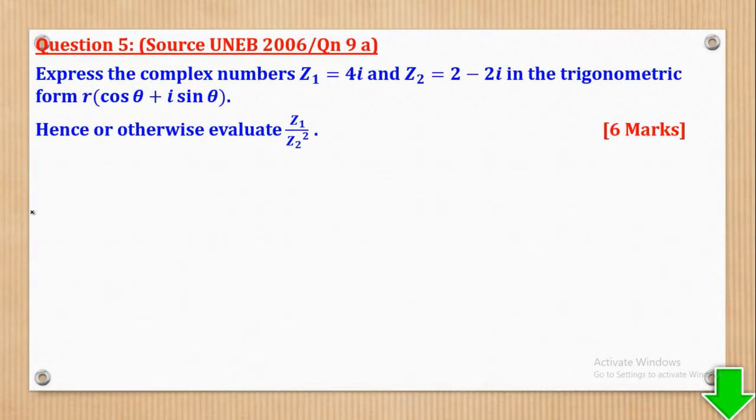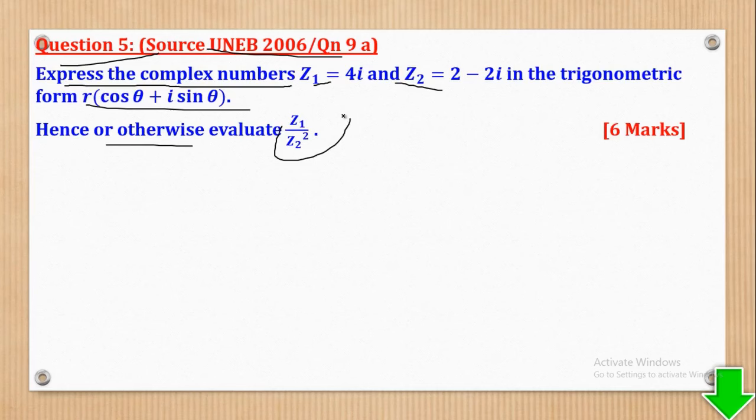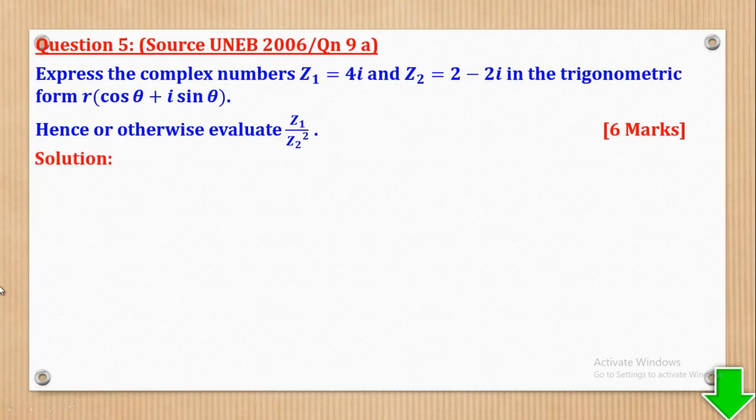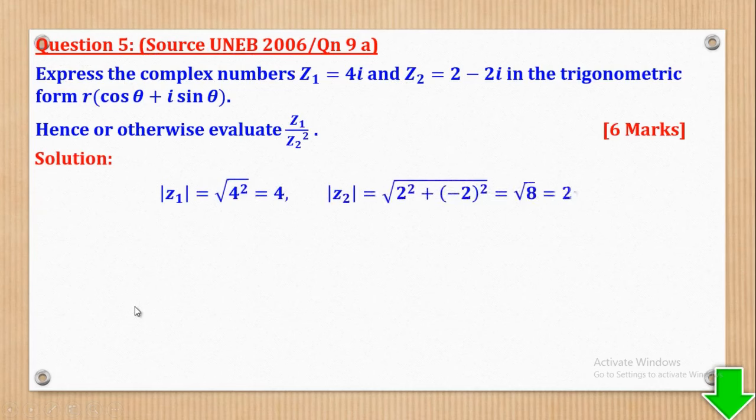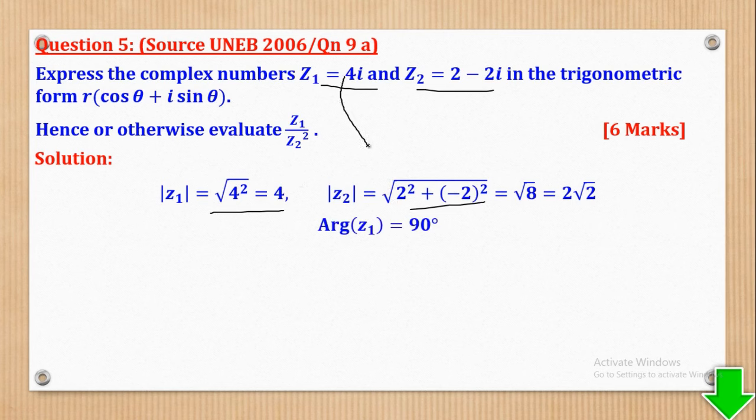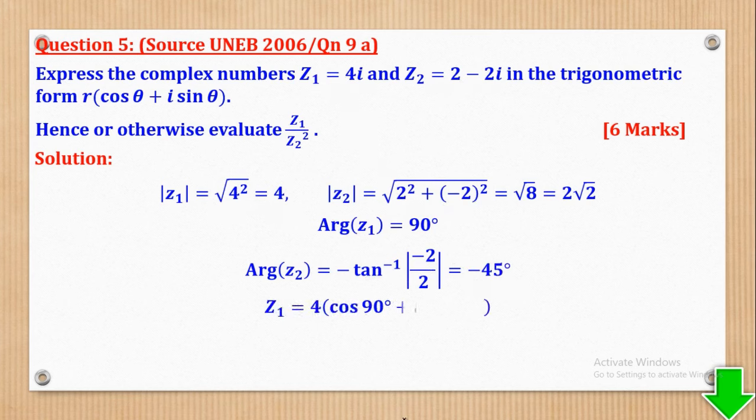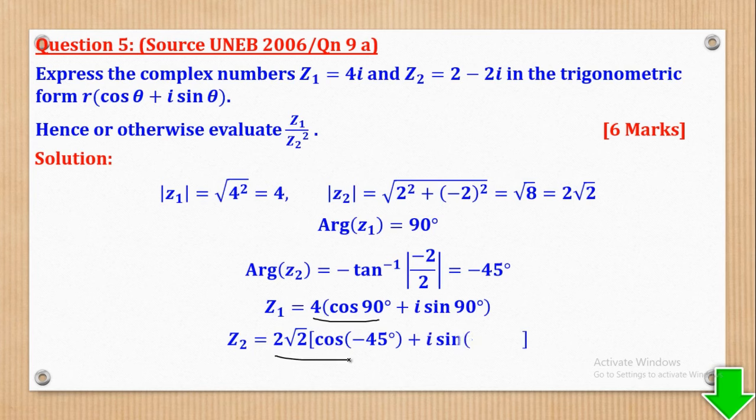So now we shall go to question 5, which came from UNEB 2006 paper 1 question 9a and says express the complex numbers this and this in the trigonometric form, and hence otherwise evaluate that. So for this one, modulus is that, and for this one, modulus is that. Then argument of z1 is purely imaginary, so it will be 90 degrees. Then for argument of z2, this is the fourth quadrant, so it will be negative arctan, which gives you negative 45 degrees. Therefore z1 is this and z2 is that.